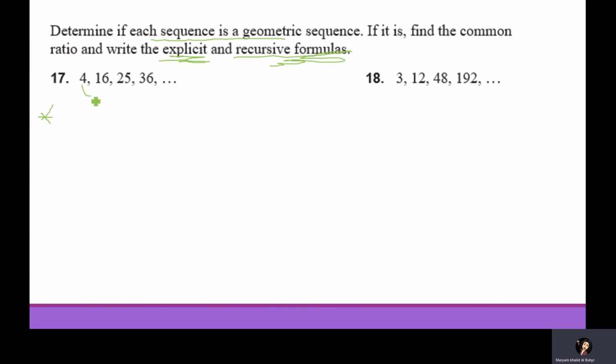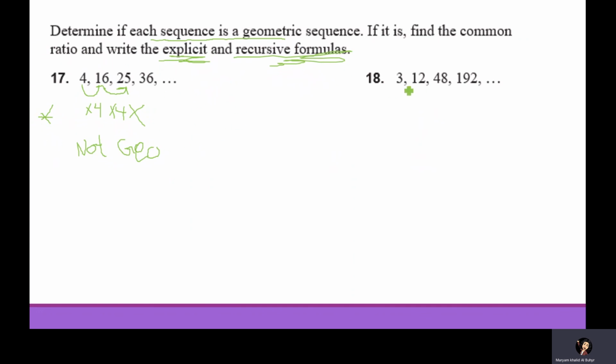The first one, from 4 to 16. What is the relation between them? I can say it's times 4. But if I move from this one to this one, will I multiply by 4 again? No, I'm not getting this one. So that's wrong. So that's not geometric. Since this is not geometric, I cannot write my explicit formula and the recursive formula according to this lesson. I might say it's arithmetic. I did not check, but I don't want you just worrying about arithmetic, because arithmetic was in the first semester.